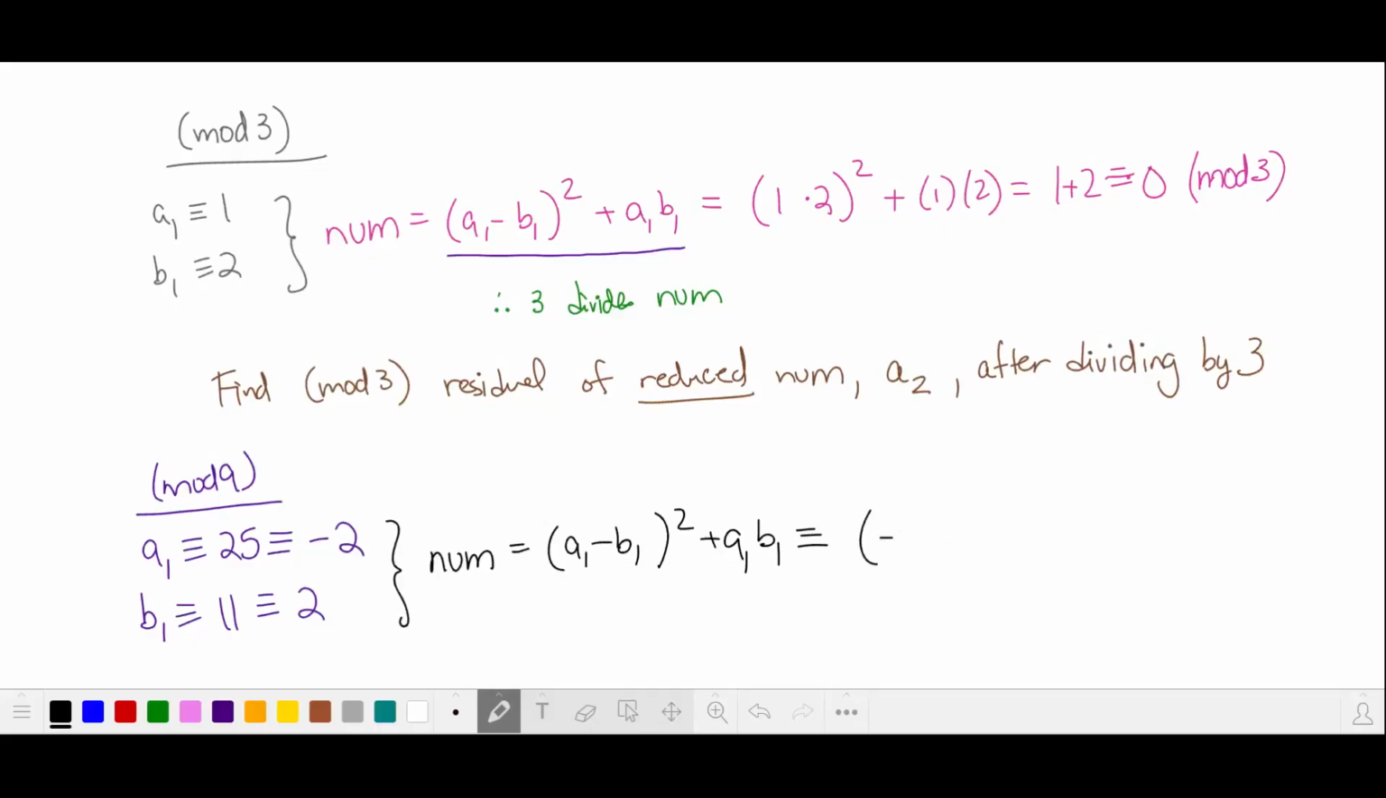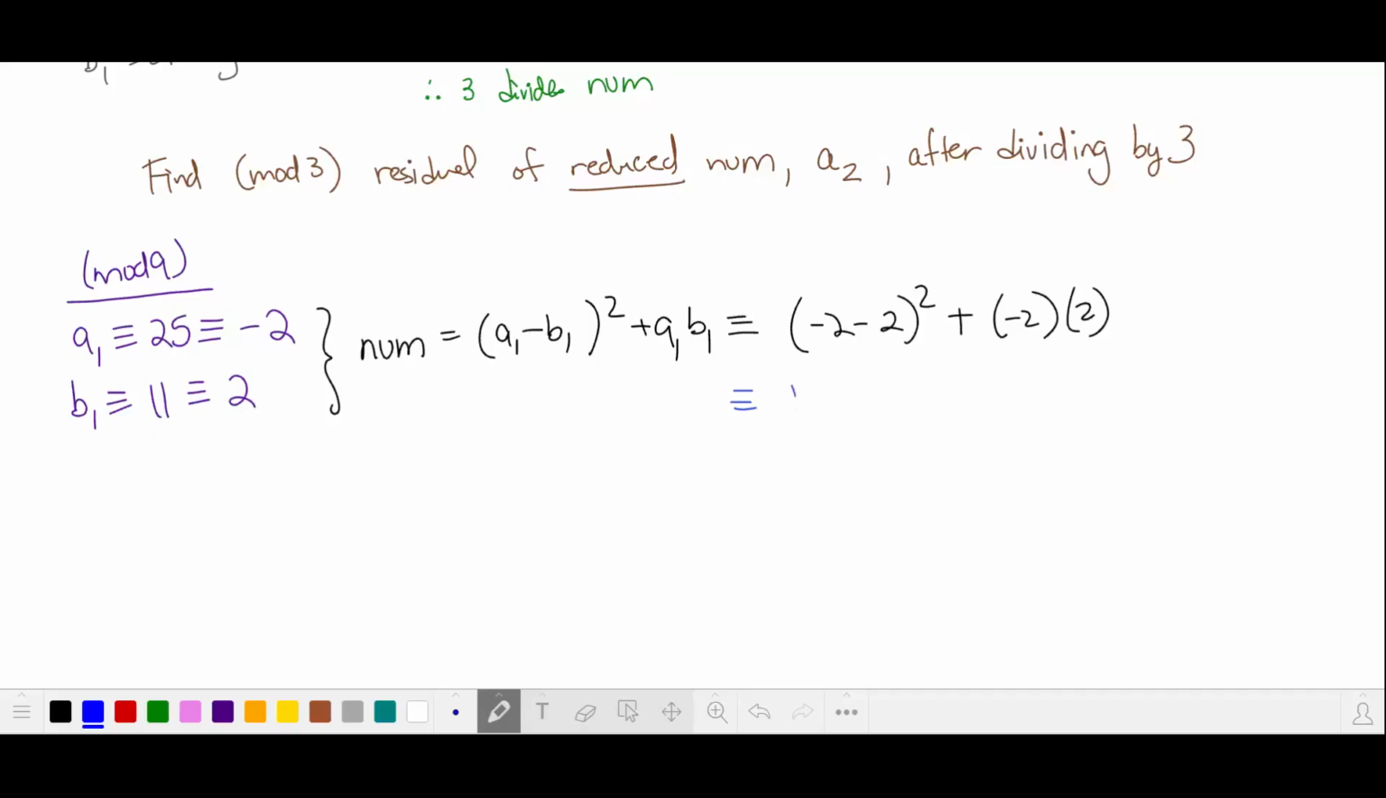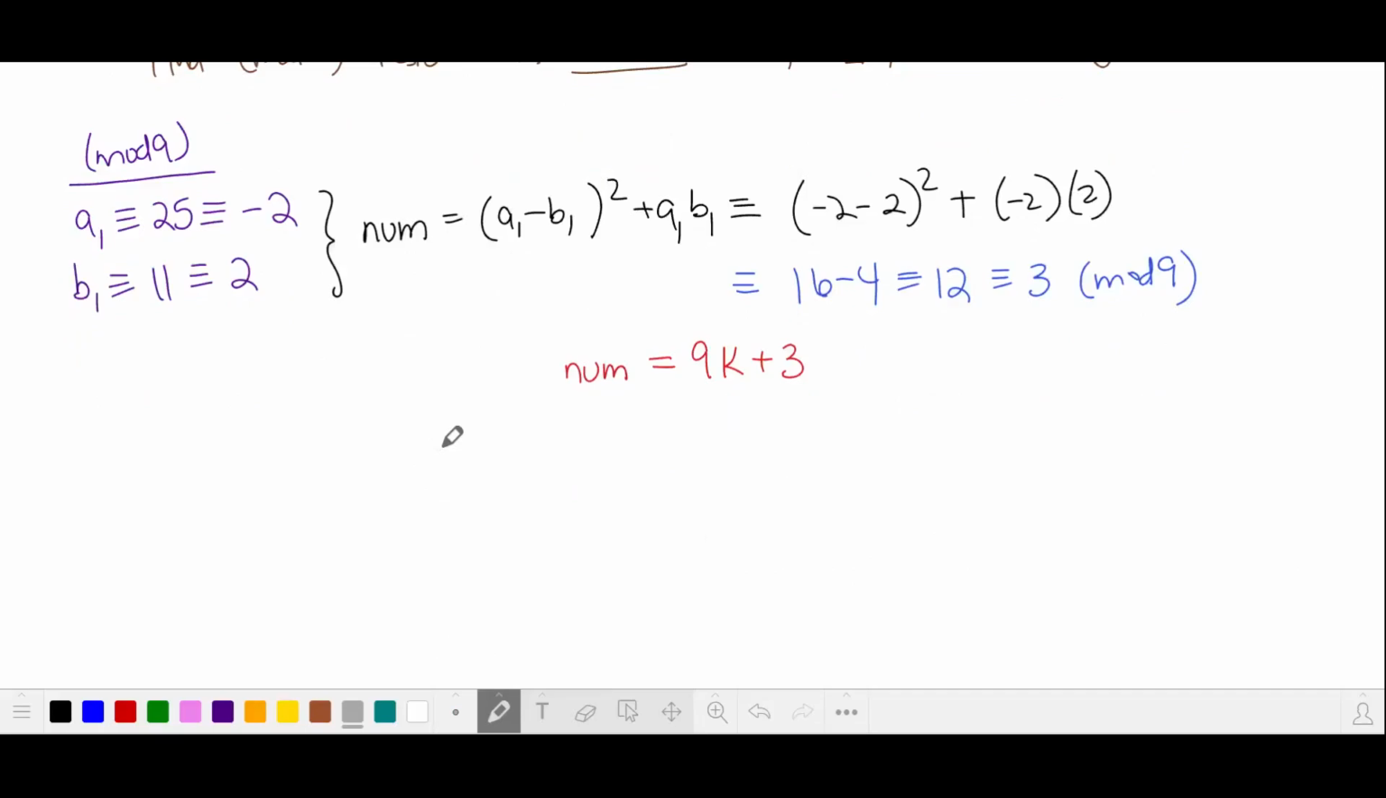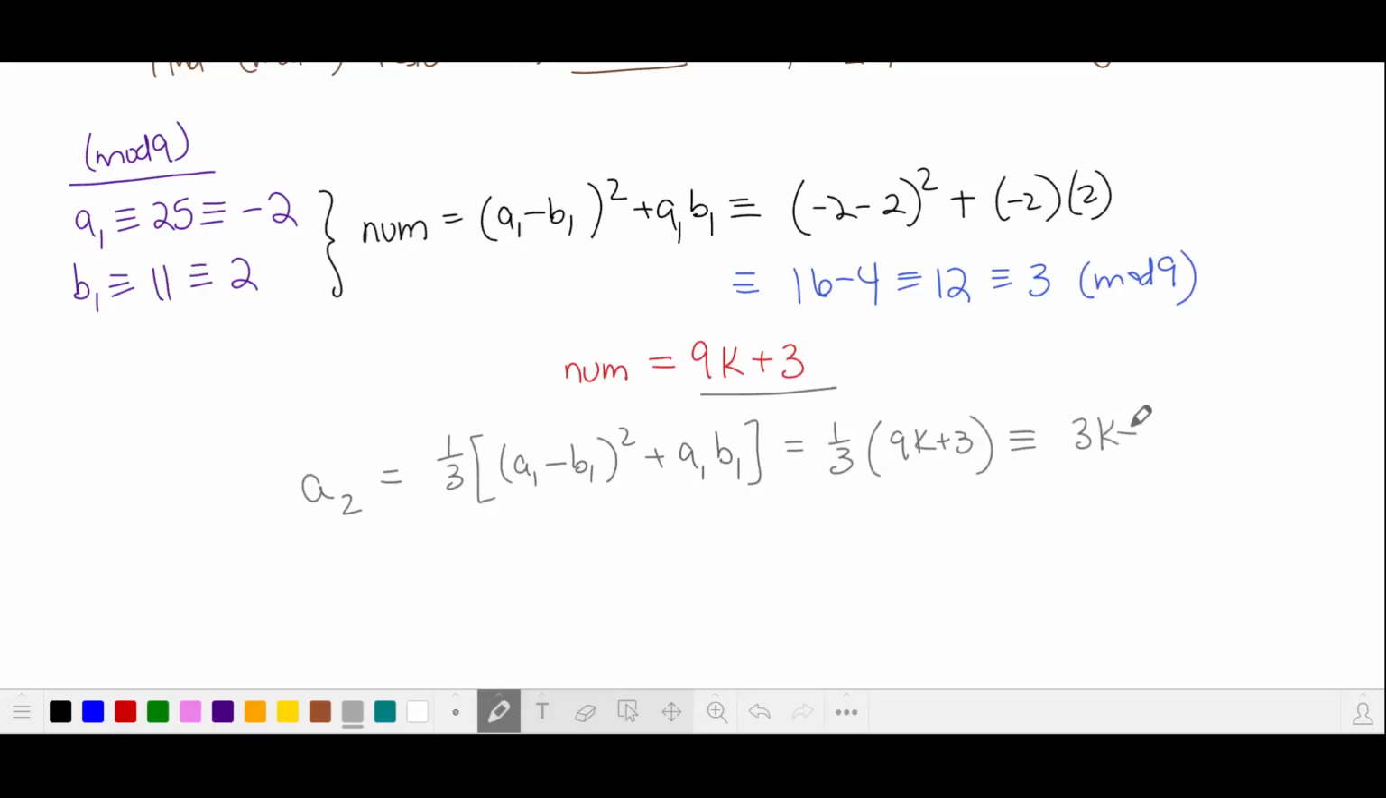Inside the parentheses, we have minus 2 squared plus the product of these. This is 16 minus 4, or 12, which is 3 in mod 9. This means our numerator can be written algebraically as 3 more than a multiple of 9. Our reduced numerator will be 1/3 of this expression, and we'll substitute 9k plus 3. This is 3k plus 1.